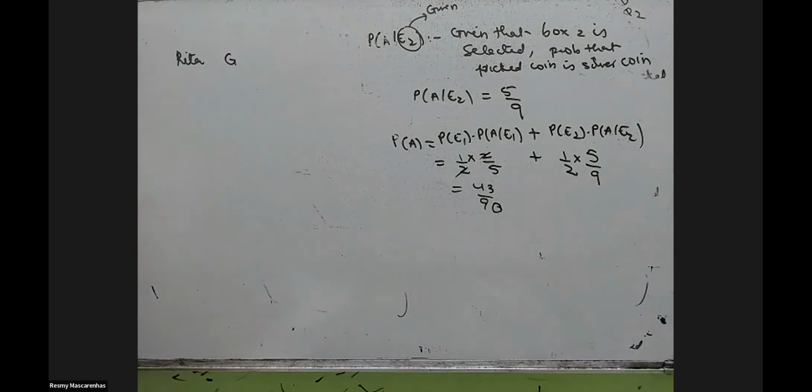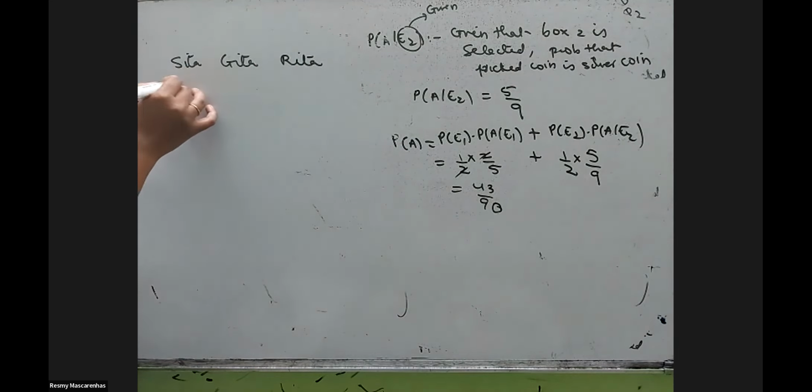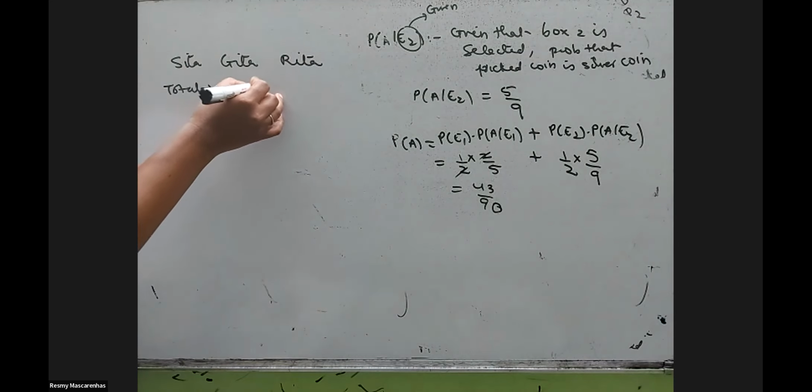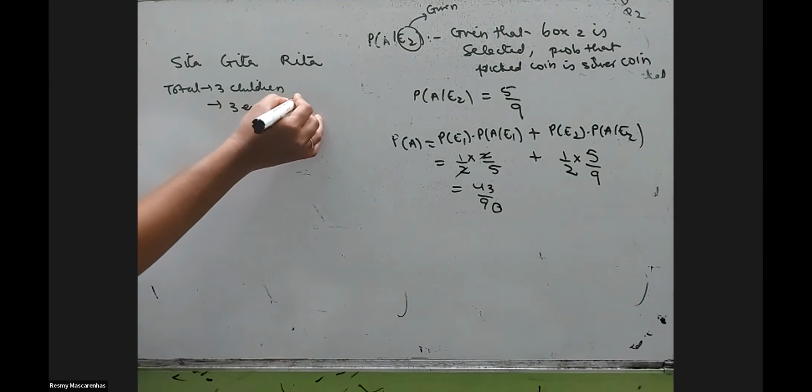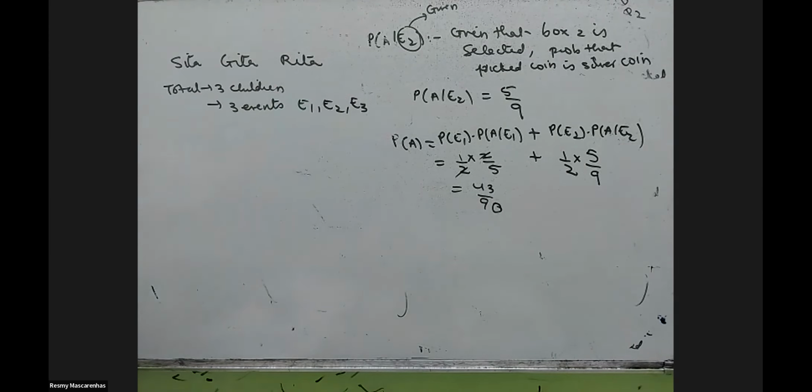Write the data in the correct order. This is the first one, Sita, Geeta. Total are 3 children. That's why there will be 3 events. If there were 3 boxes, there would be 3 events. In the same way, there are 3 children, so there are 3 events. If there were 2 children, it would be just 2 events.